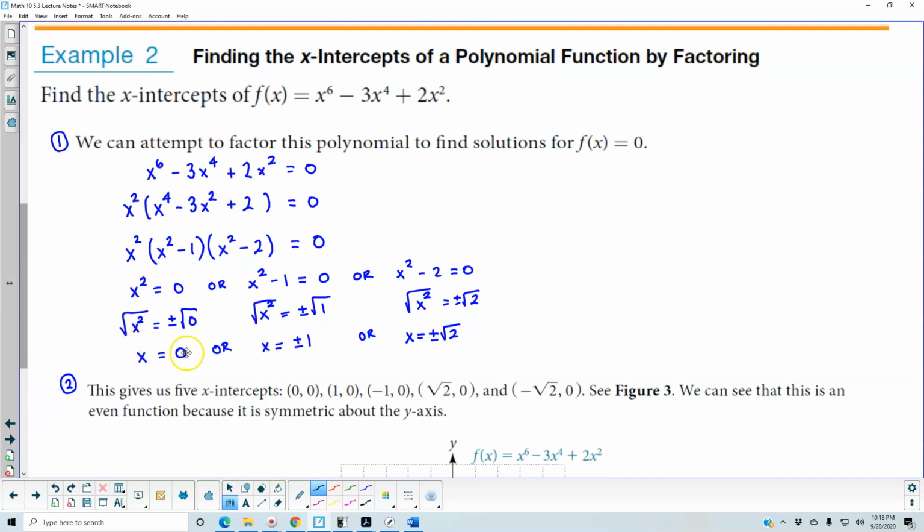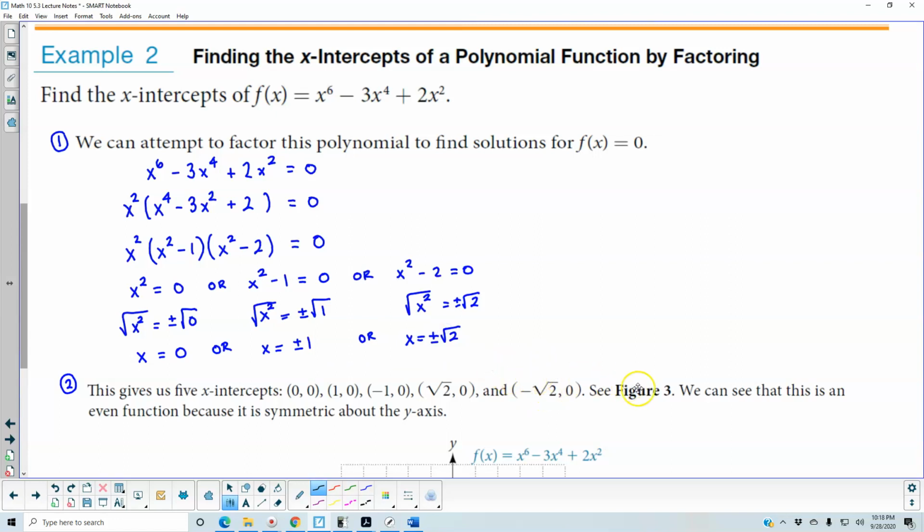So that means we're going to have 1, 2, 3, 4, 5 x-intercepts. So this gives us 5 x-intercepts. The first one is (0, 0). The second one is (1, 0), (-1, 0), (positive square root of 2, 0), and (negative square root of 2, 0).